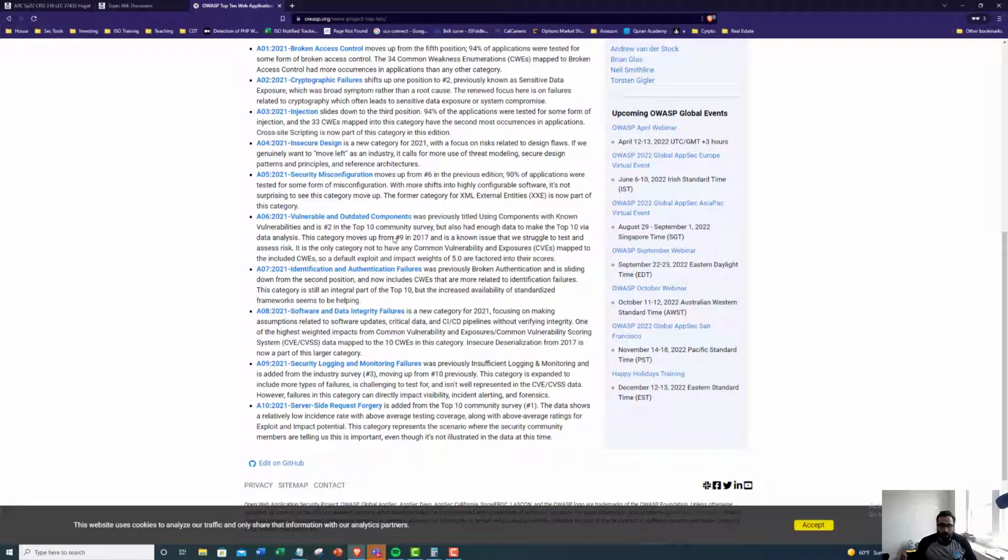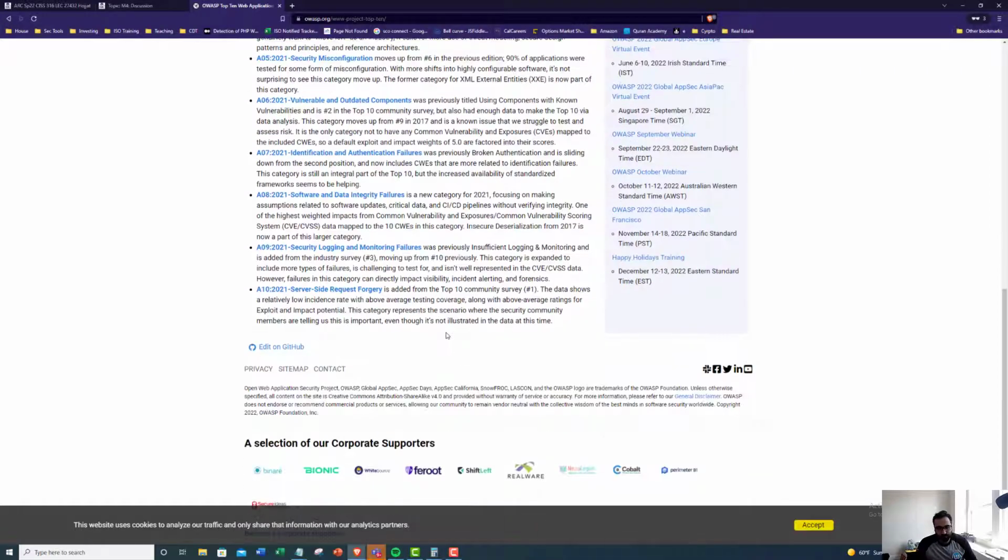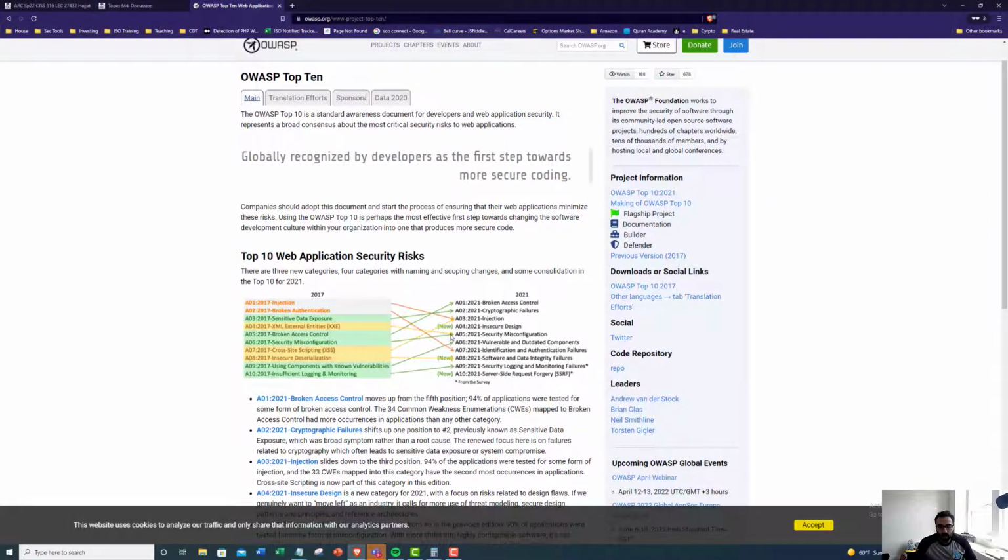And then vulnerable and outdated components, identification and authentication failures, software and data integrity failures, security logging and monitoring failures, and server-side request forgery. So those are our top 10 right now. But essentially, it's standard awareness of different web application security vulnerabilities or risks.